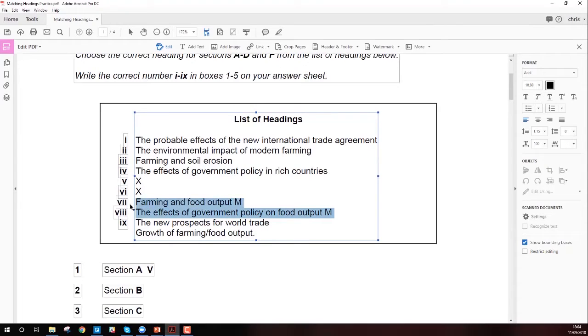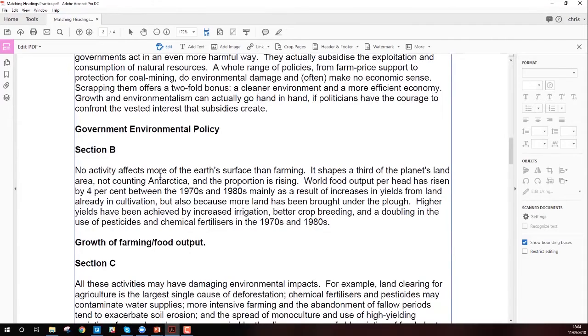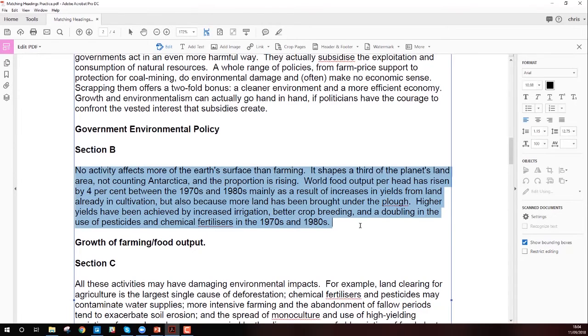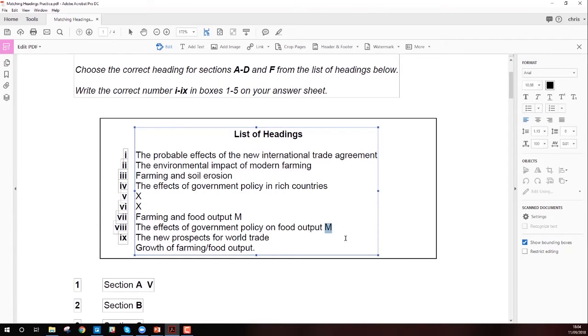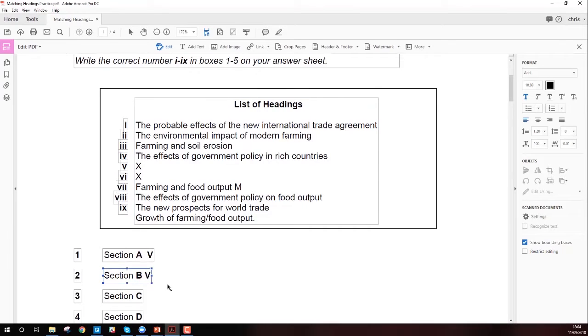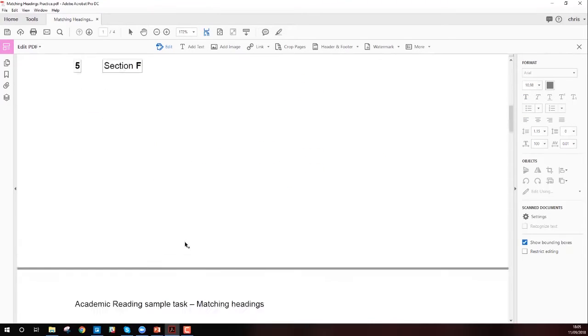So what we've got now is two that have very, very similar meaning. Farming and food output, and the effects of government policy on food output. The difference between them is the effect of government policy. So what we need to do now is go back to B and see if it says anything about this. If it does, then it is 8. If it doesn't, then it is 7. Okay, it says nothing about government policy. Nothing. So it is 7, I think. Let's hope. So X.